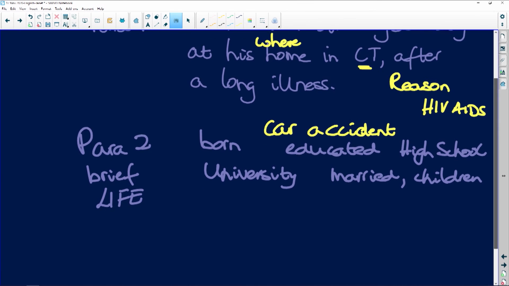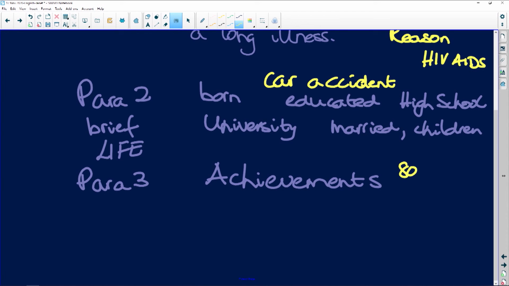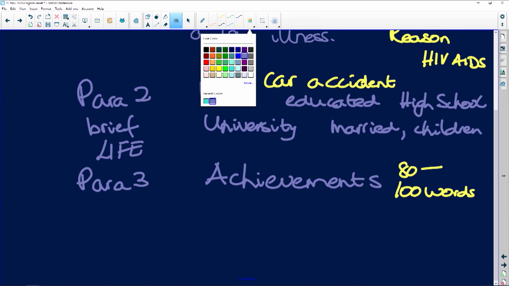Now you come to the most important paragraph. This is the person's achievements. Why is this particular person getting an obituary? So the achievements, you are looking really at 80 to 100 words. Because this is what makes this person special enough to be given an obituary.